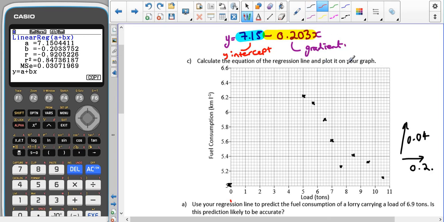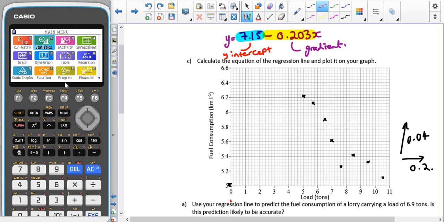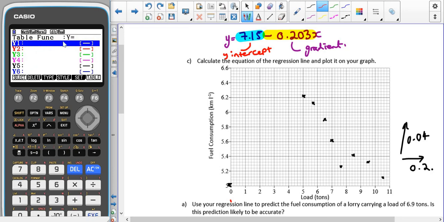So in order for us to plot our regression line onto our graph, I'm going to use a new part of the calculator. If you go back to menu, you've got all the options here, we're actually going to use the table function. So this function here. Now in the table function, you can type in your equation. It's already got the y bit there. So we just need to start typing the 7.15.